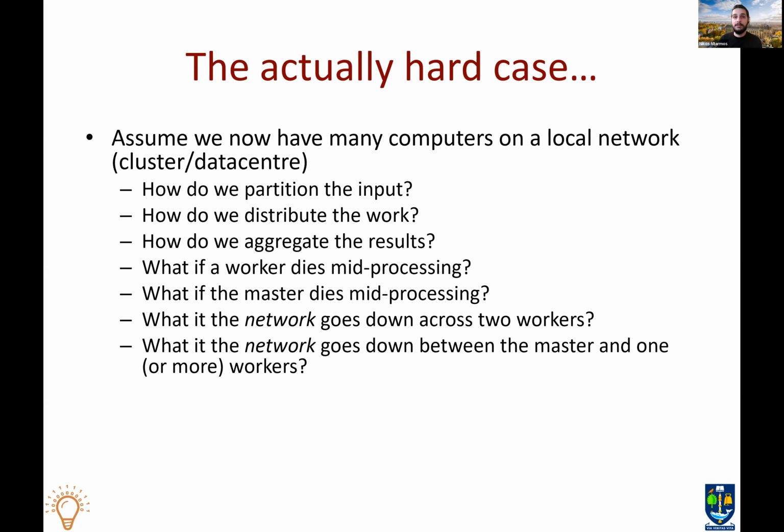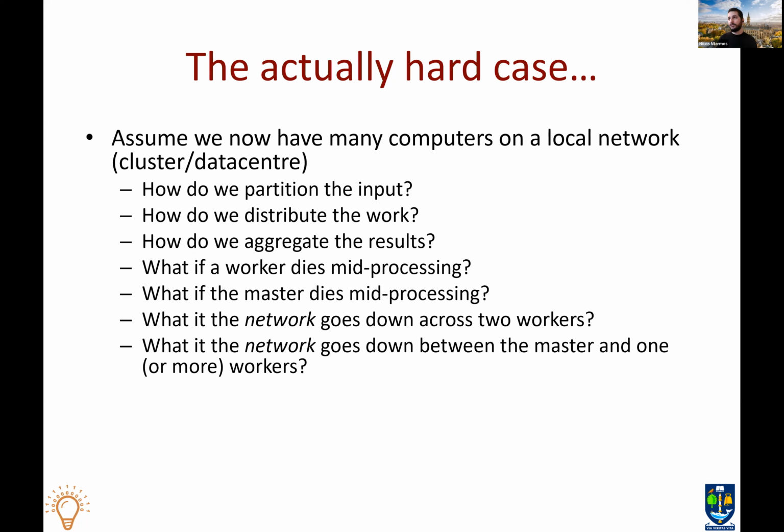Because now we have the network in the middle. So what happens if the network goes down across the workers? Or what happens if the network goes down between the master and one or more of the workers? What happens if the network goes down between workers and where the input or the output is? And the answers to all of these questions change depending on the point in the computation where this happens. It's a different thing to lose network connectivity when you're reading the input, and it's a different thing to lose it when you are actually computing stuff, right? In one case, it hurts, in the other, it doesn't.